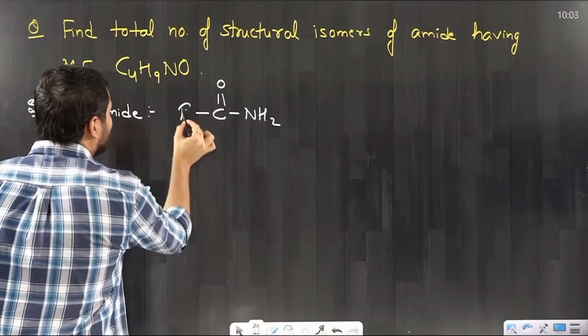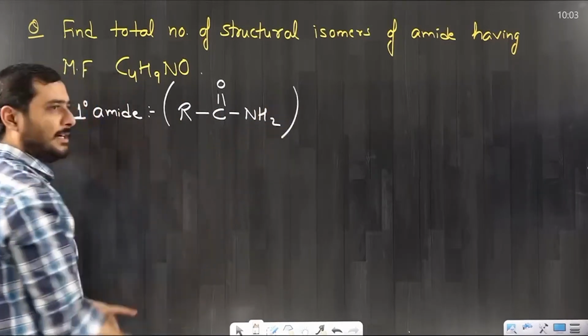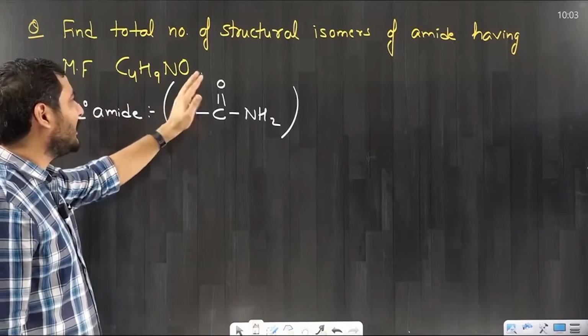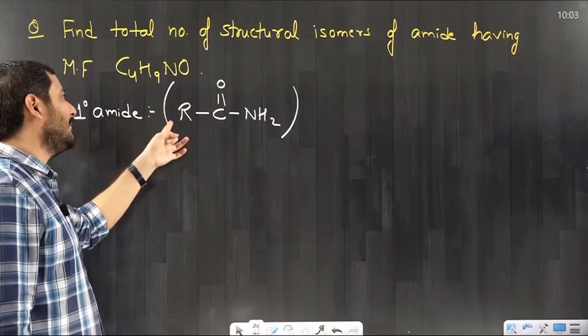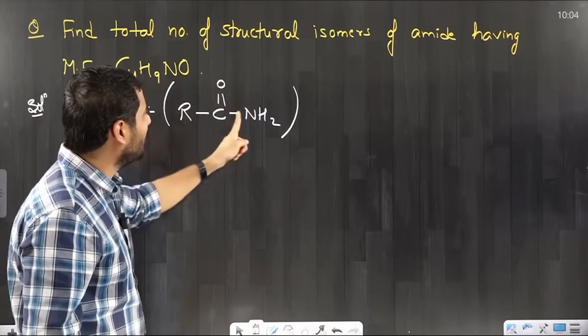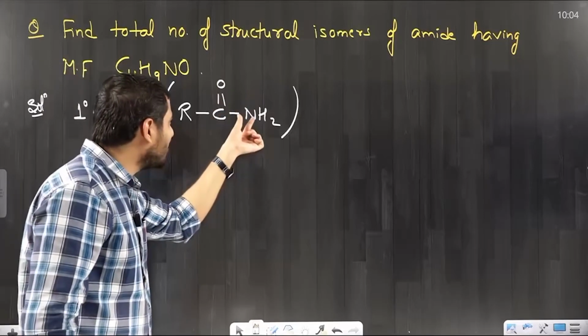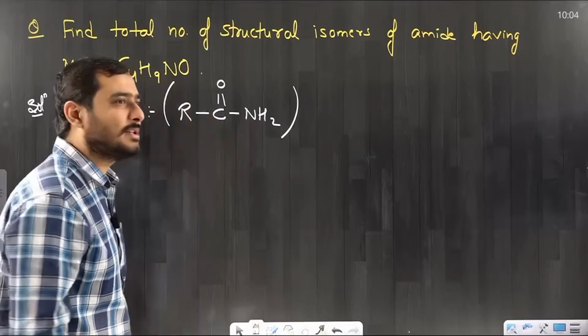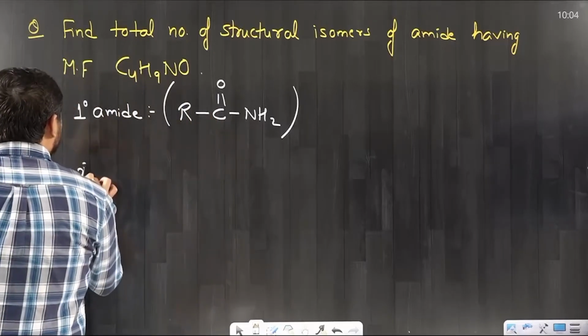So on this side, what is present? Alkyl group is present. Either R or it can be hydrogen also. But for primary amide, if there are more than one carbon atom, then always R is present. So representation is R C double bond O NH2. With nitrogen only one carbon is directly attached, others are hydrogen atoms. Clear?